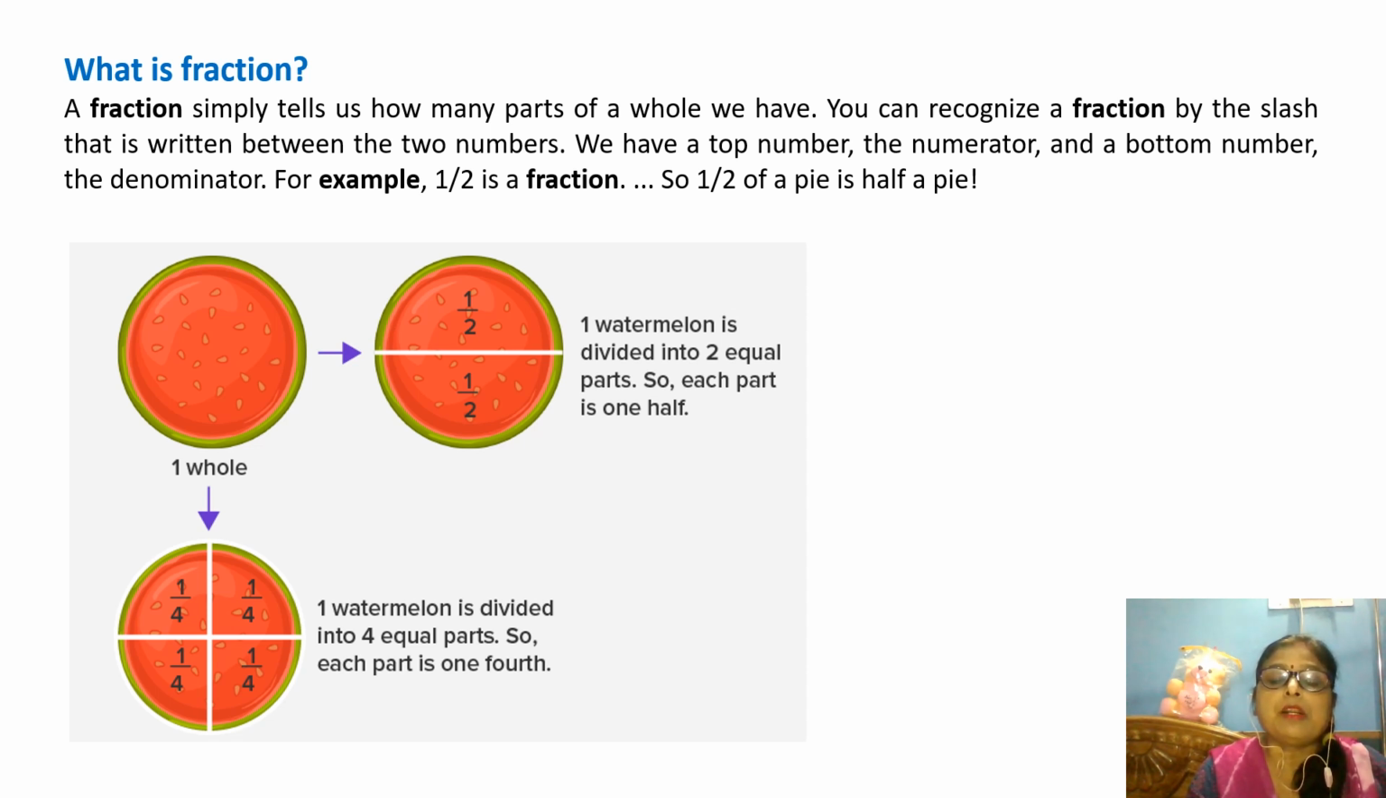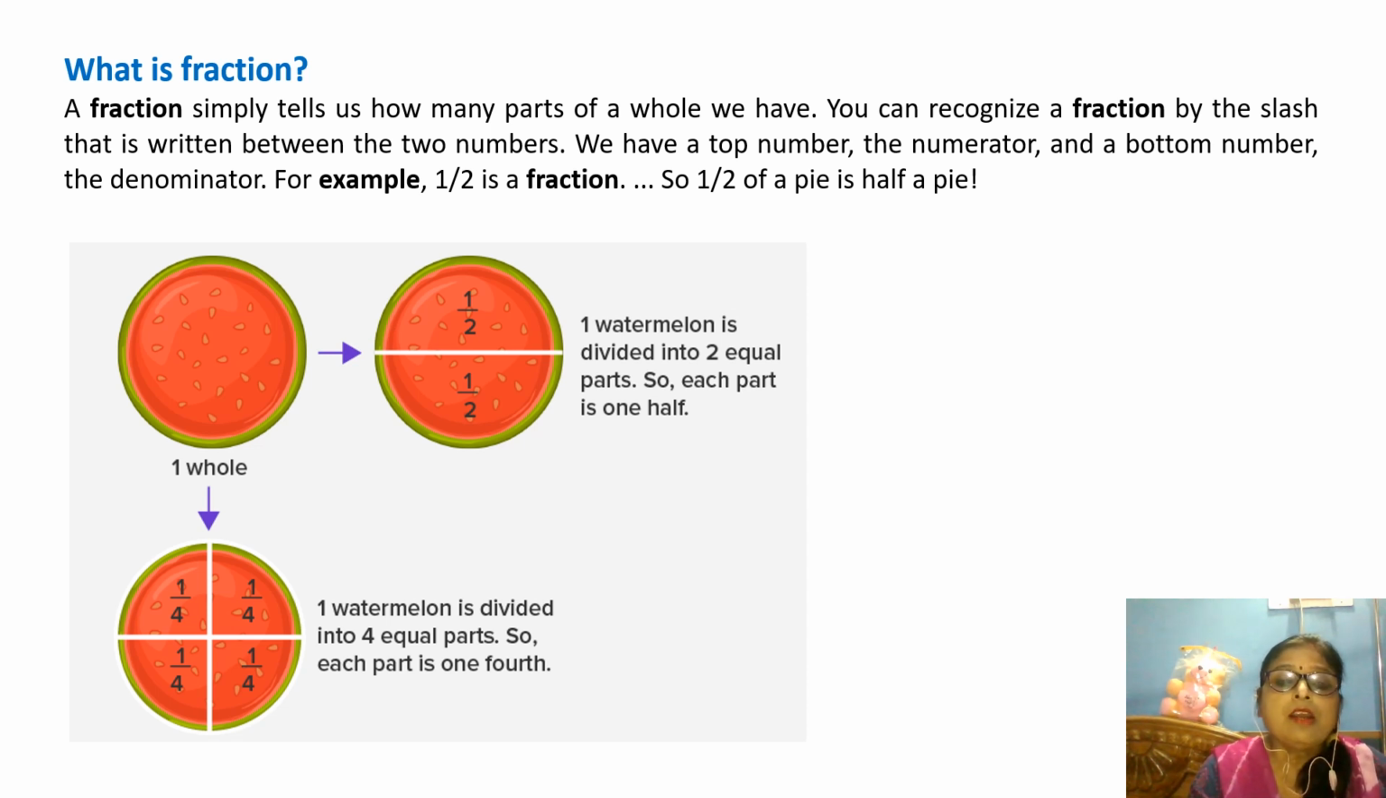For example, 1 by 2. In the middle slash is given and 1 by 2 is a fraction. So 1 by 2 of a pie is a half pie. Here with the example you can understand it. A watermelon is divided into two equal parts. So each part is 1/2.